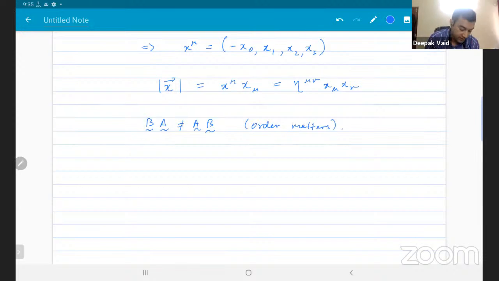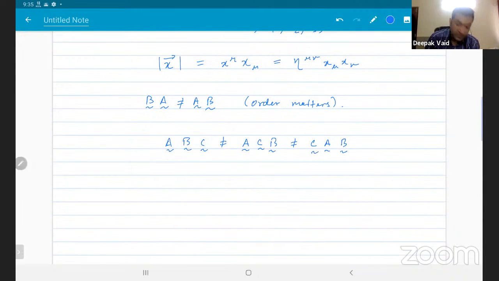Similarly, let's say I have the product of three matrices, A, B, C. Then this is not equal to ACB, and this is not equal to CAB, right? Because matrices in general don't commute. If I take two matrices and multiply them, I get a different answer if I multiply them in the reverse order.